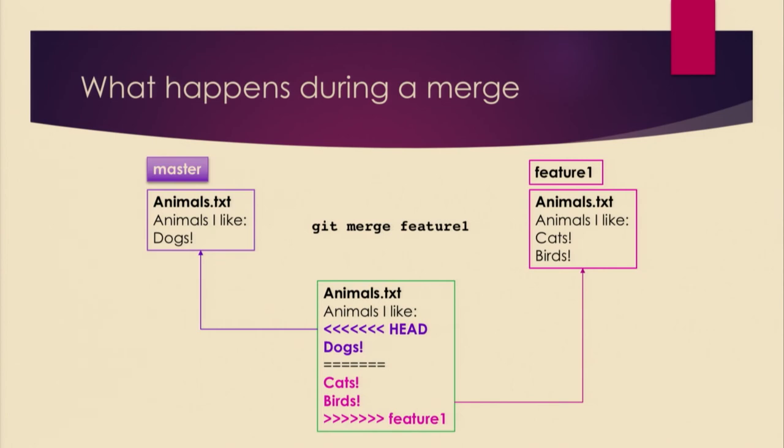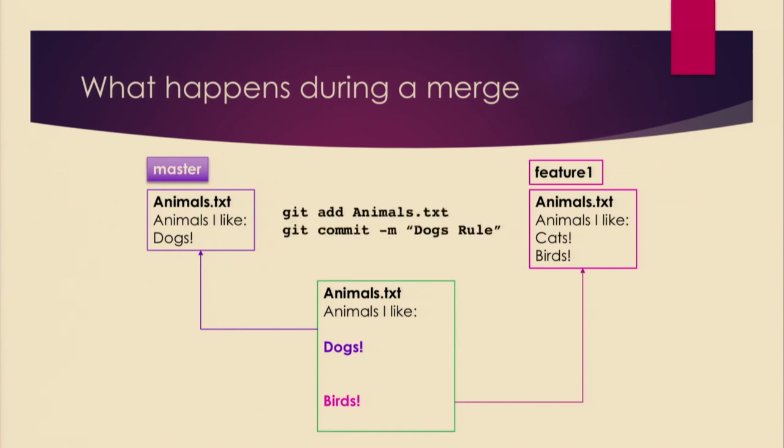So a human goes in and says, well, you know what? I'm going to remove these lines because I actually like dogs and I like birds. I remove the markers, I leave the final state, and when I complete my merge, this is what my final file will look like. This is messy, it's hard doing it by hand. Oh, of course, we have to do a final commit on this. Who likes cats anyways?